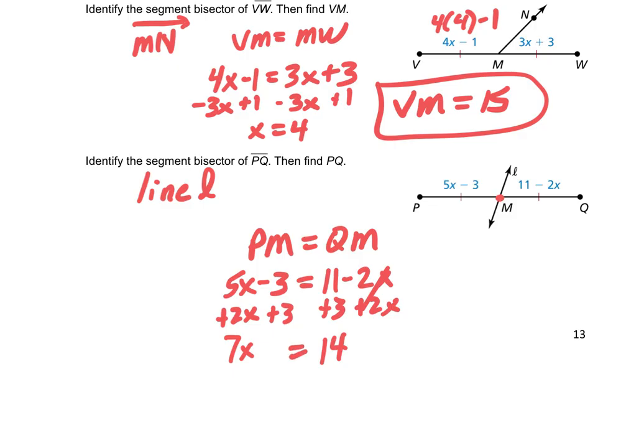Okay, and I kind of like combining 2 steps into one. If you want to break it down into smaller steps, you can. 7x equals 14, we can divide by 7 and we get x equals 2.